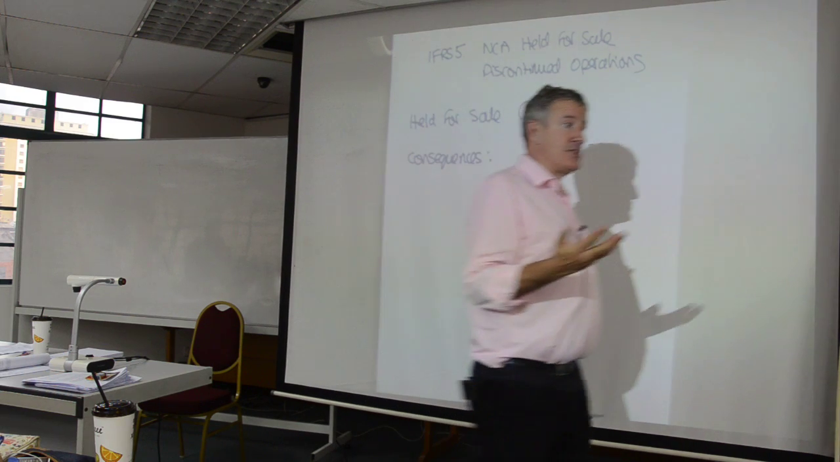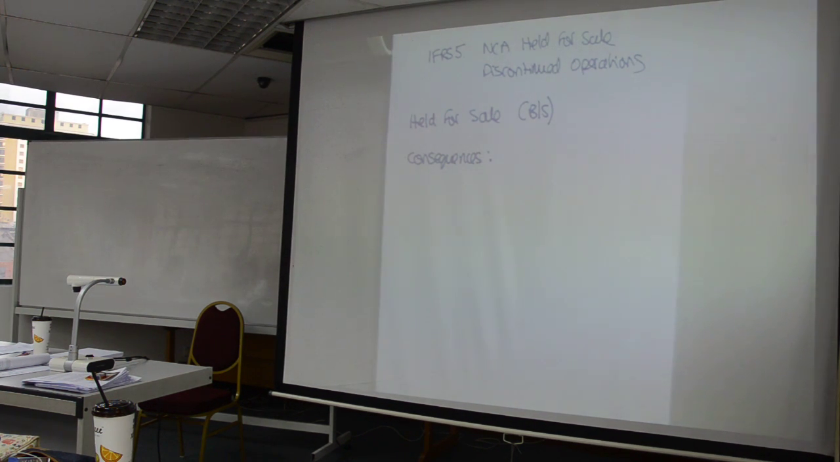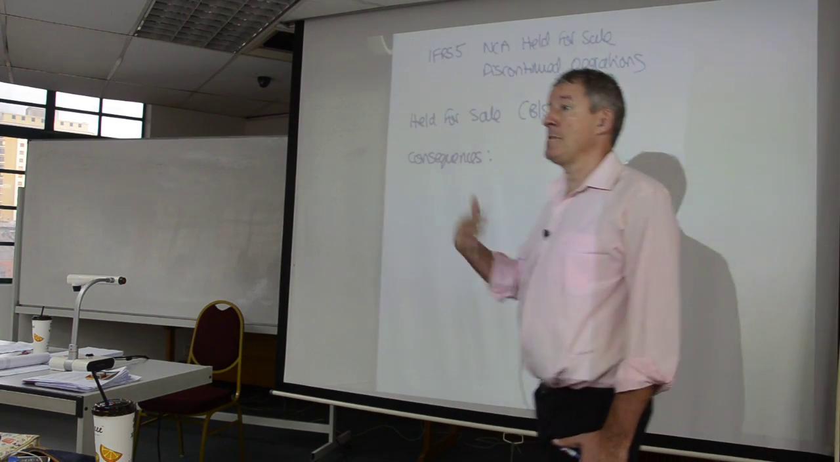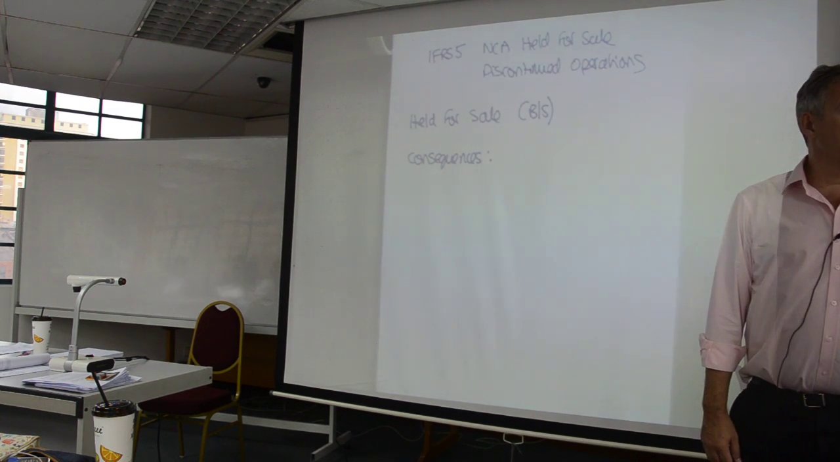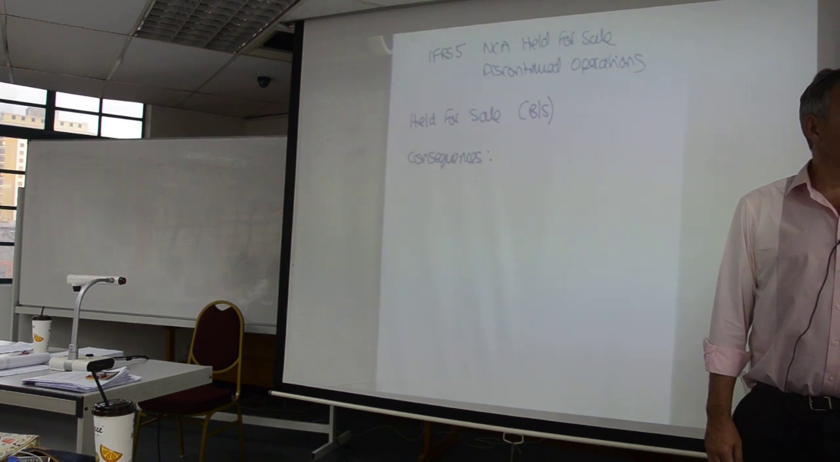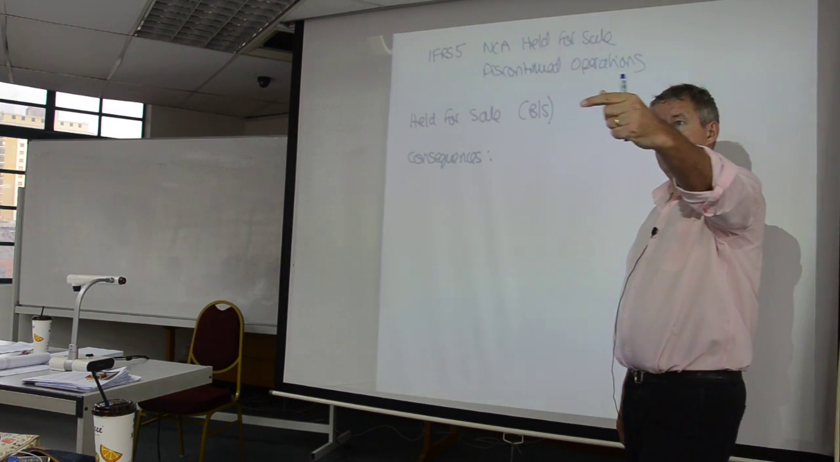So the full title of the standard is IFRS 5, Non-Current Assets, Held for Sale and Discontinued Operations. This is a standard that some of you have done before. This is a standard that may be new to some of you as well. What I would like to do is do it backwards. To get the definition, let's start with the end.